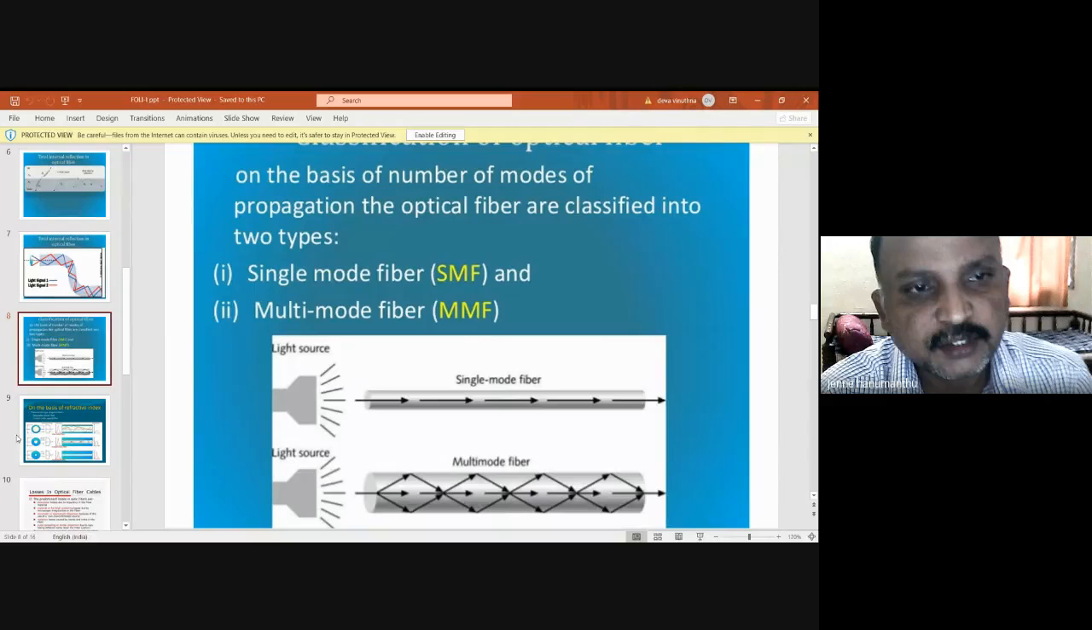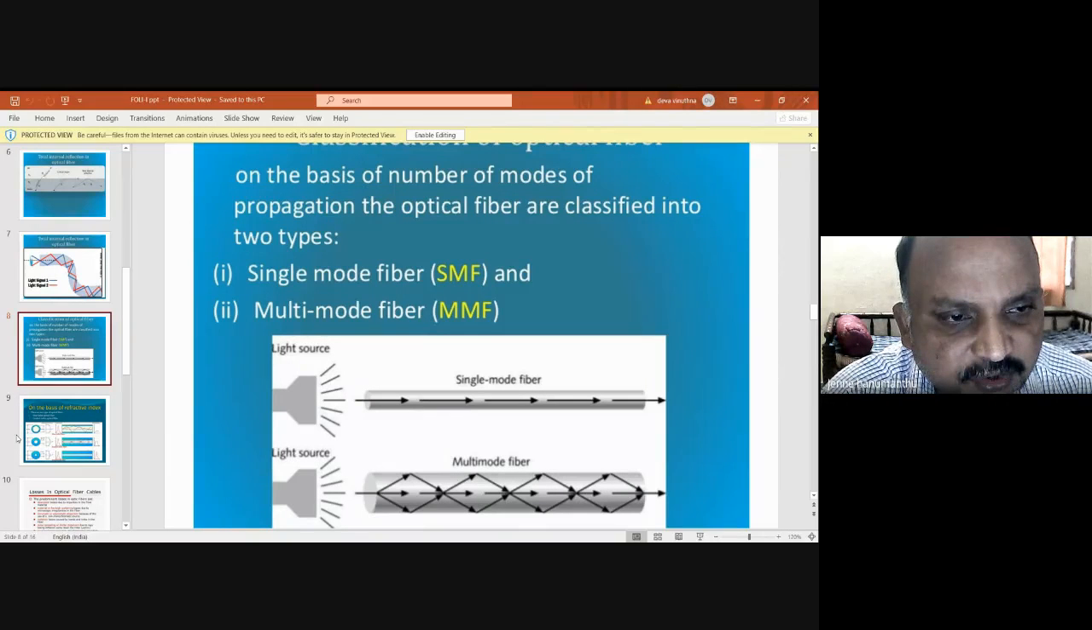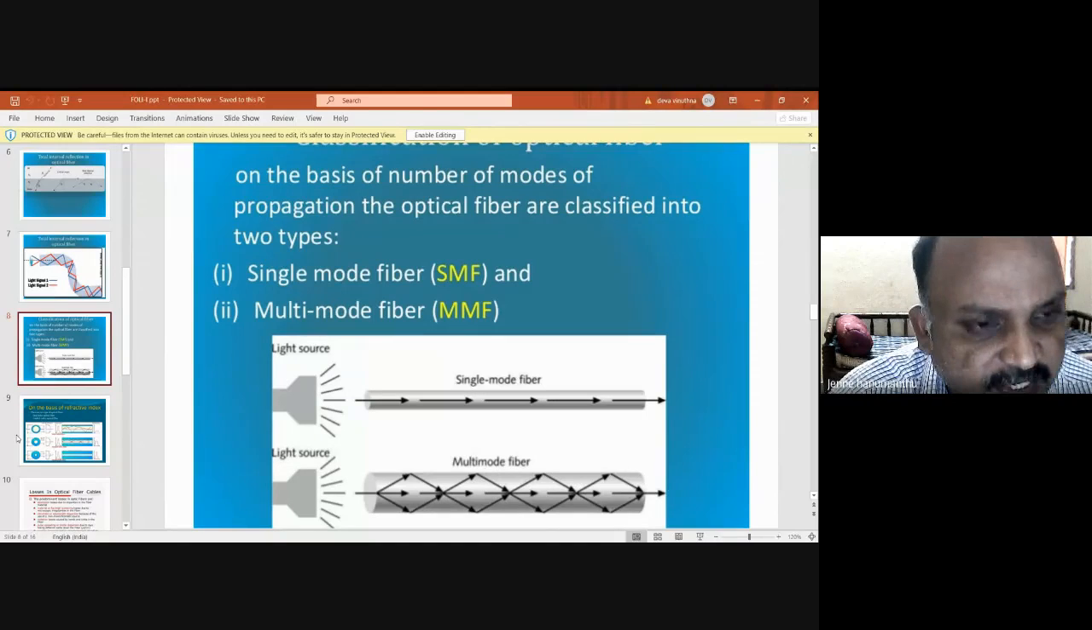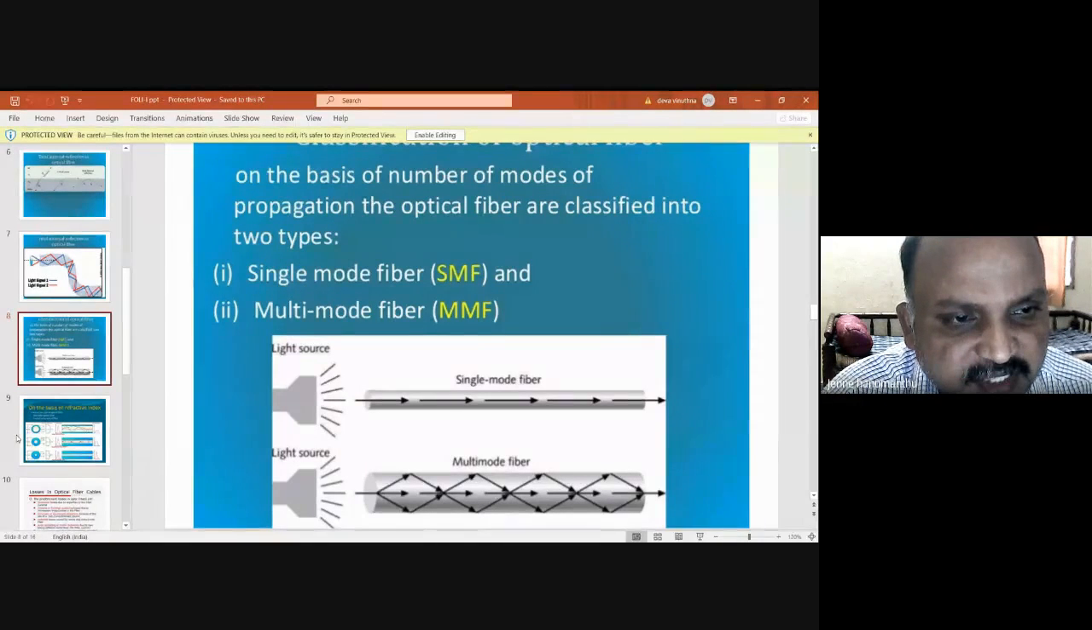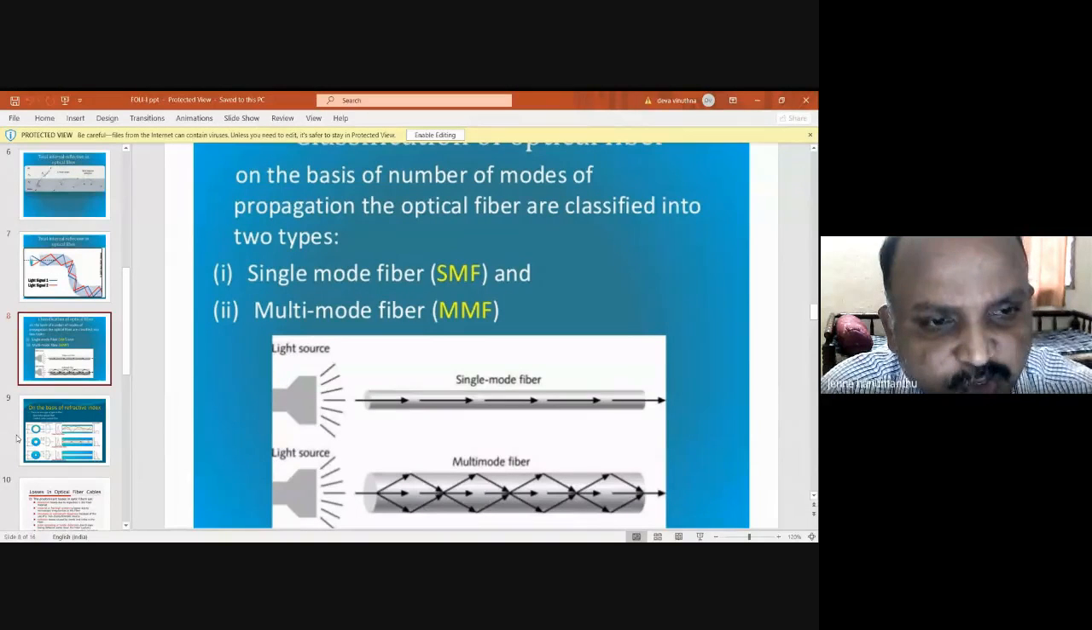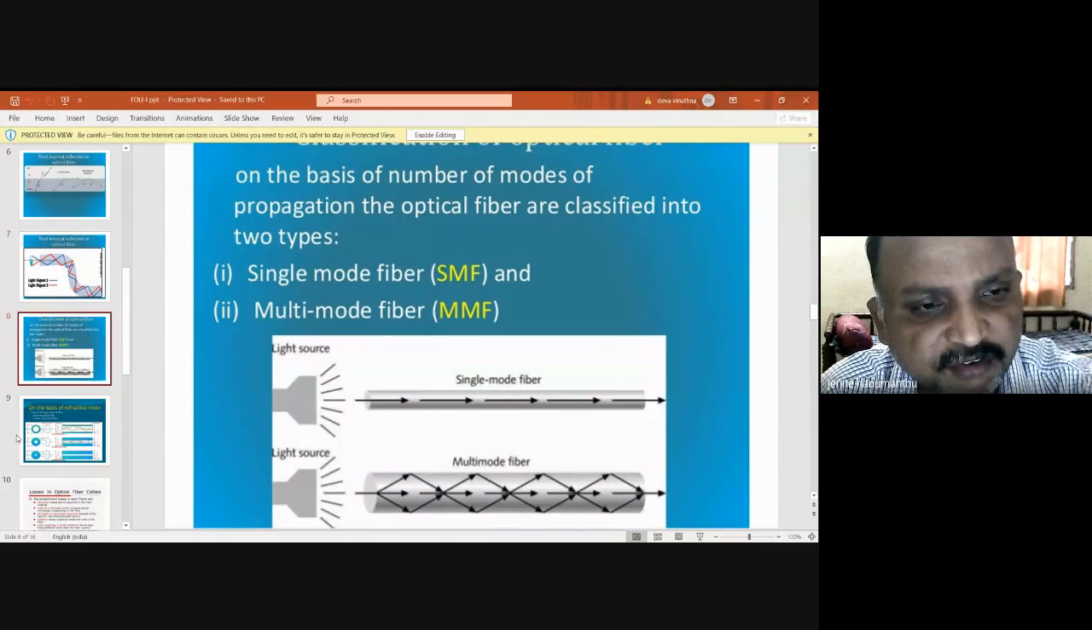So when the light falls, this transmitter has a light source like an LED or laser. You can choose any light source, like LED or laser. So what happens on the transmitter side? Whatever electrical signal we apply is simply converted into a light signal with the help of an LED or laser. That light should be coupled to the fiber like this.